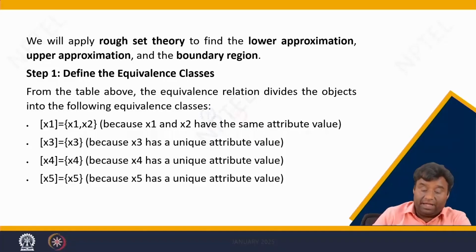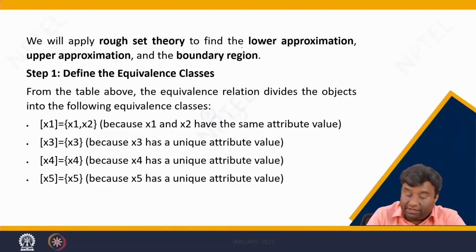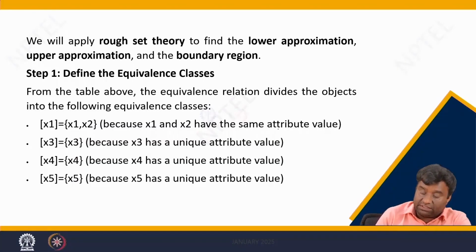Now we will apply rough set theory to find the lower approximation, upper approximation and the boundary region. Step 1, define the equivalence classes. From the table above, the equivalence relation divides the objects into the following equivalence classes. We have seen that x1 and x2 have the same value, and x3, x4, x5 are all unique values.